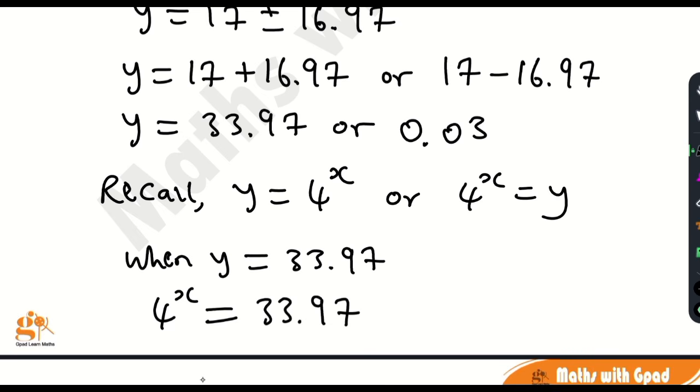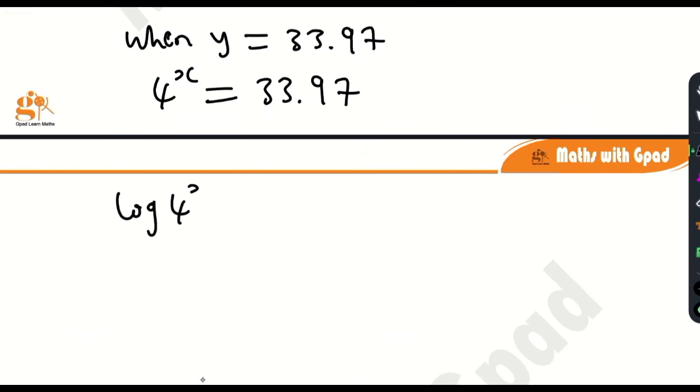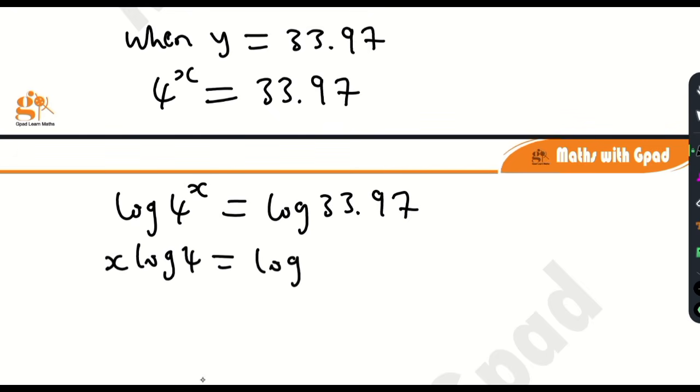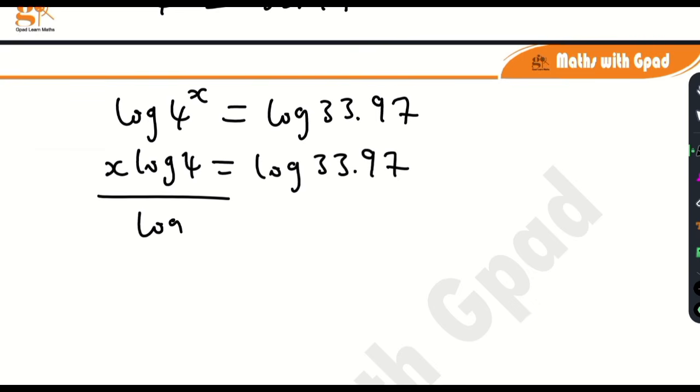33.97. I'll need to take the logarithm of both sides because I need to get the value of x, and this x has to be dropped. So if you take the logarithm of both sides, I'm going to have log 4 raised to the power x is equal to log 33.97. From one of the laws of logarithm, this becomes the coefficient of the logarithm. So that's x log 4 is equal to log 33.97.